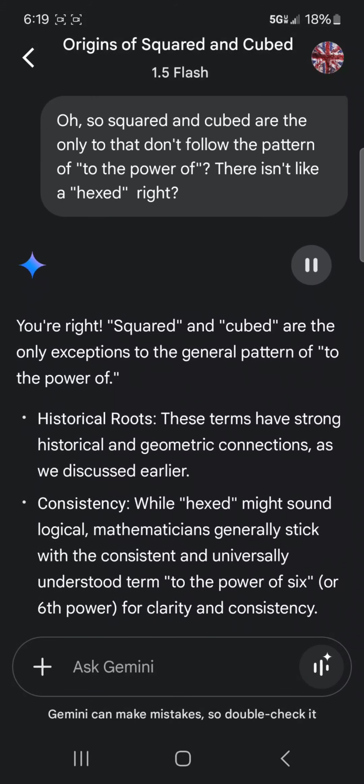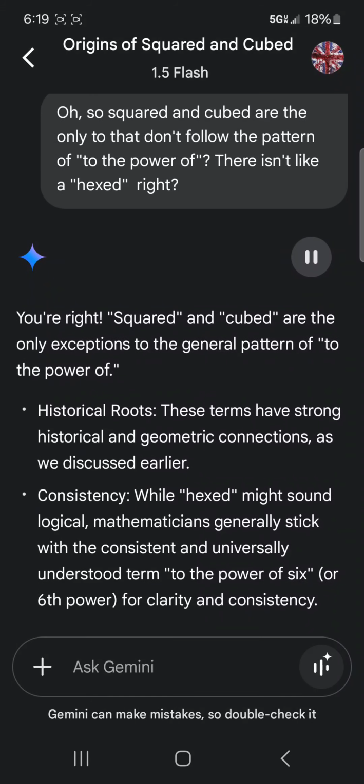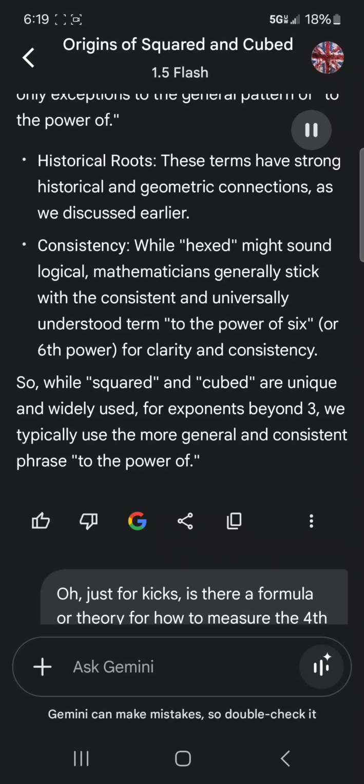You're right. Squared and cubed are the only exceptions to the general pattern of to the power of. Historical roots: these terms have strong historical and geometric connections, as we discussed earlier. Consistency: while hexed might sound logical, mathematicians generally stick with the consistent and universally understood term to the power of 6 or 6th power for clarity and consistency. So while squared and cubed are unique and widely used, for exponents beyond 3, we typically use the more general and consistent phrase to the power of.